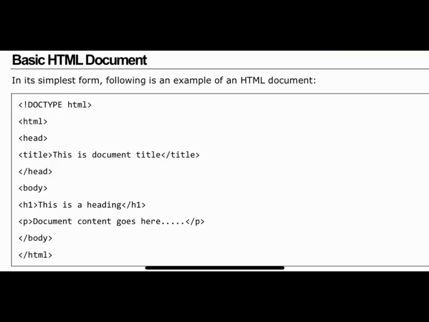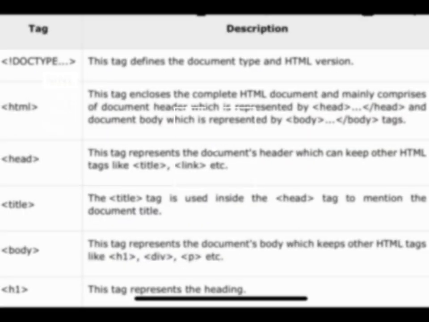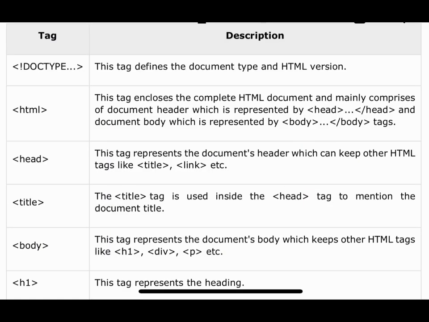The basic HTML document. This is the simplest form of an HTML document, and now we are going to type this code in our code editor, which is Visual Studio Code, and preview it in our browser to see how it's going to look. But before we start, I want you to take a look at what those tags stand for and their descriptions.